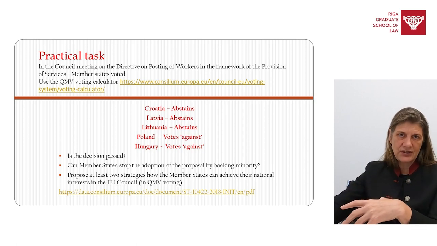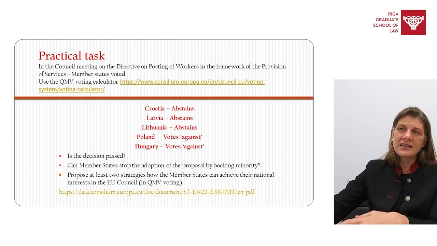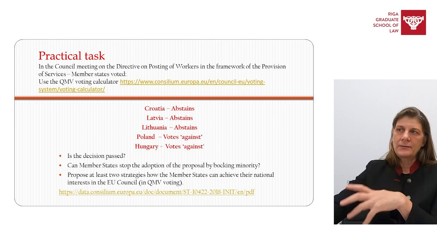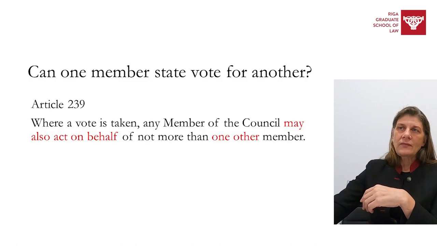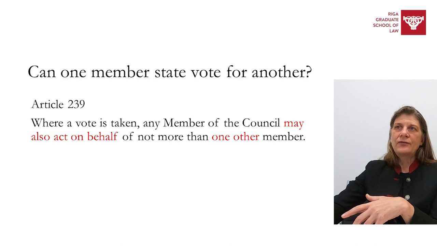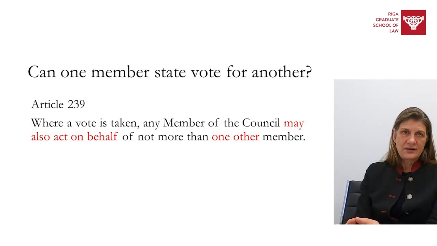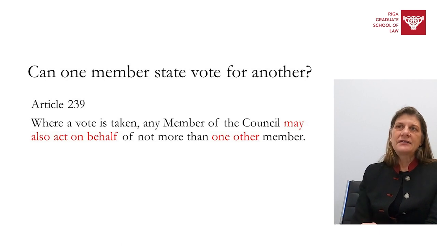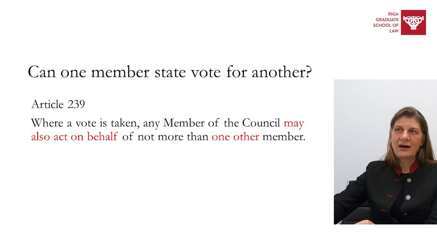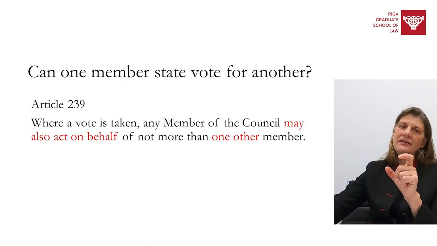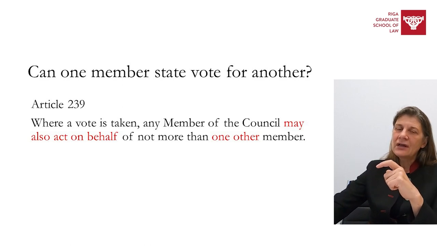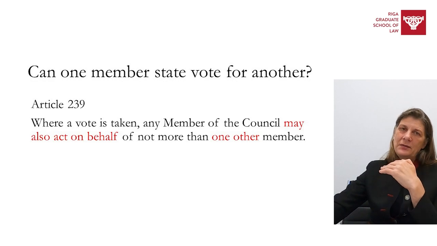So the member states have many strategies for how they can affect the outcome of the negotiation of the legislative work. I'm also asking you a question: is it possible for a country that is not present to ask another country to vote for it? Article 239 actually gives this option, but it limits that countries can vote on behalf of no more than one other member. So this is possible, but only one other member.